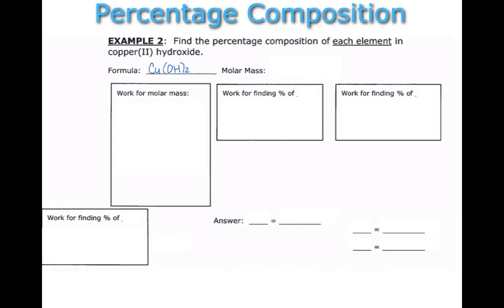We're going to list our elements. We have copper, we have oxygen, and we have hydrogen. Remember that the 2 outside the parenthesis goes to both the oxygen and the hydrogen. So we're going to show the work for calculating the molar mass.